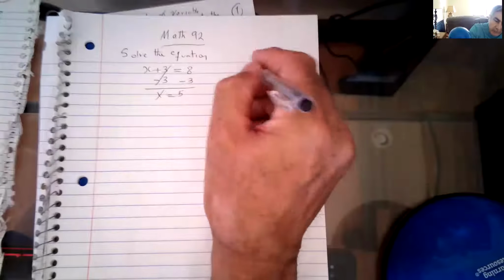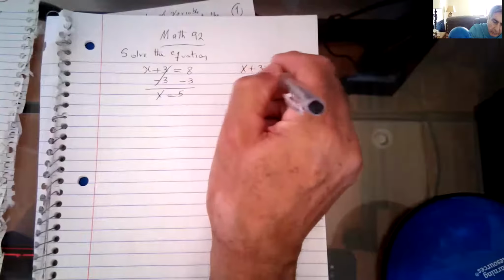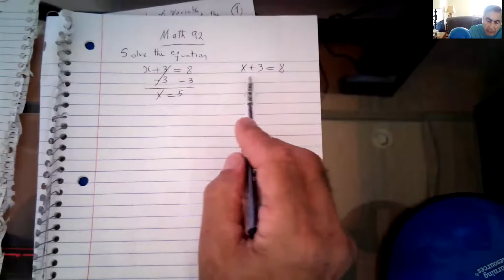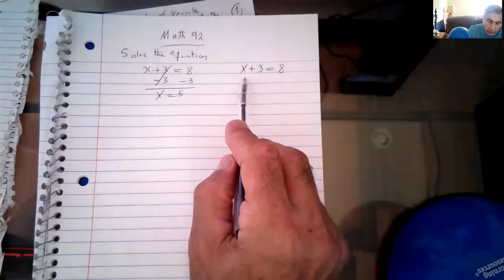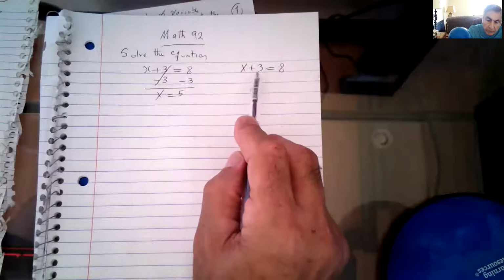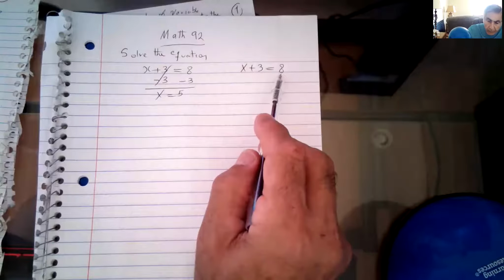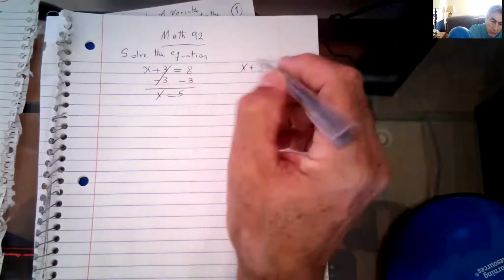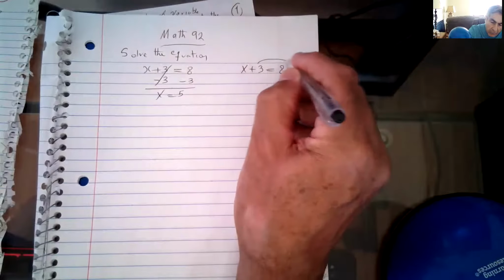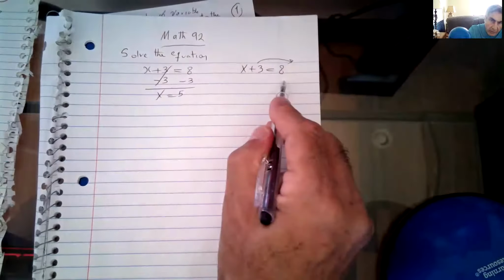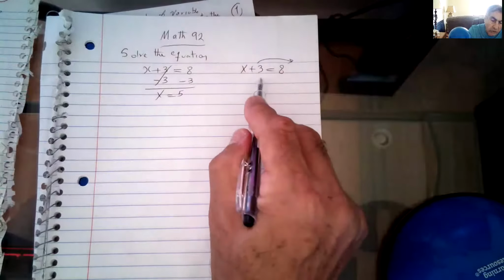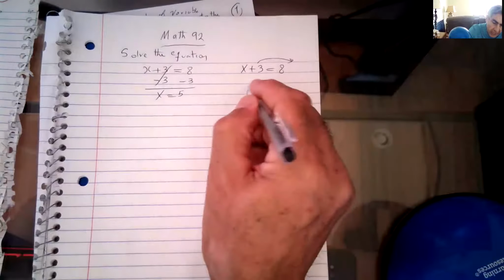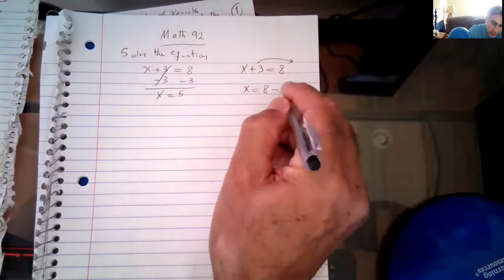You could also do it this way. You know, our goal is to have x by itself. So in order to do that, I need to move 3 to the other side. To move 3 to the other side, you could either do it this way, or when you move a number from one side to the other side of the equation, you could always switch the sign. That's exactly what we do here. So you just write x is 8 minus 3.